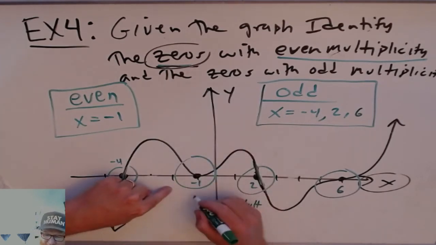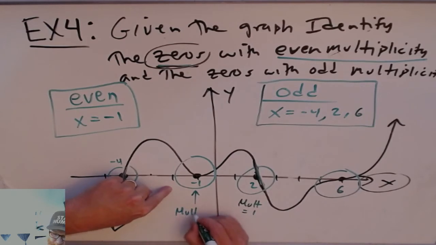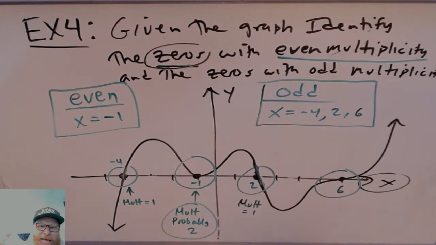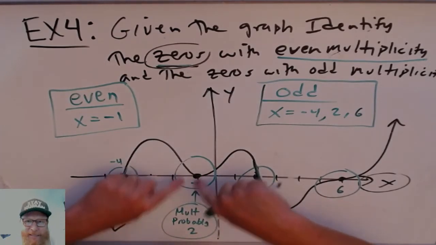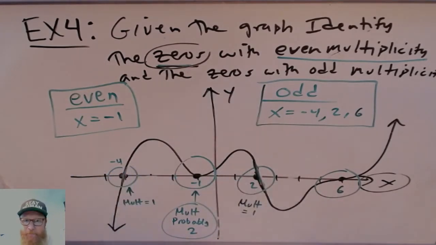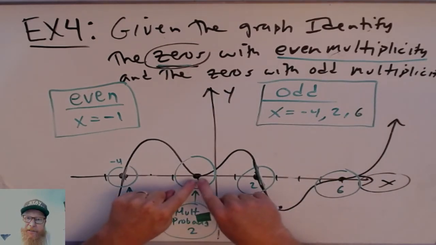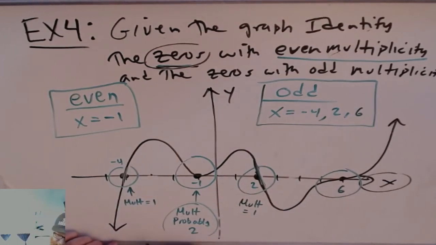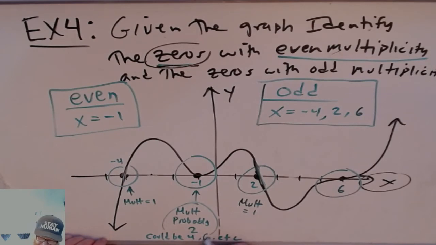But this one you can't tell. It's probably 2, but you can't tell. Every even multiplicity looks like a parabola. Remember in the beginning, the power functions, all the evens look like parabolas. That's probably a 2, but it could be a 4, it could be a 6, it could be 8, it could be a lot of things.